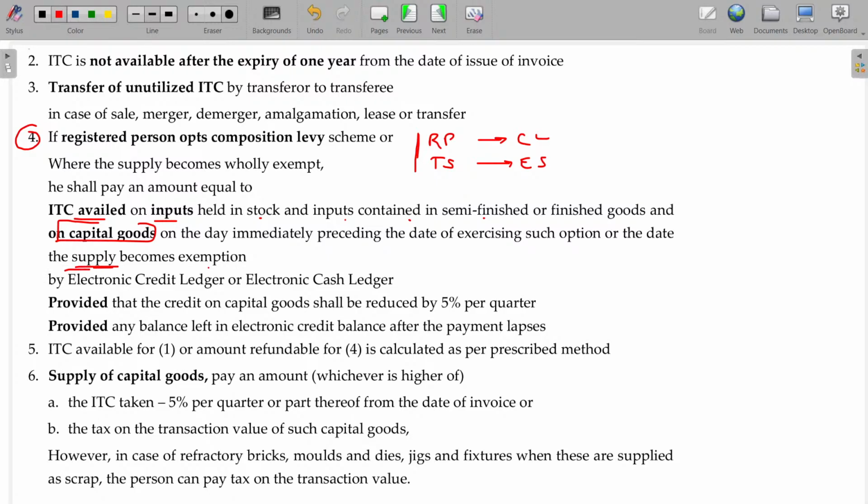Okay, by electronic credit ledger or electronic cash ledger, you have to refund, provided in case of credit on capital goods it shall be reduced by 5% per quarter. The same condition will be applicable. If there is any balance left in the electronic credit ledger, you cannot use it for any purpose. It will lapse only. Okay. So what you learned there, here it's just reversed.